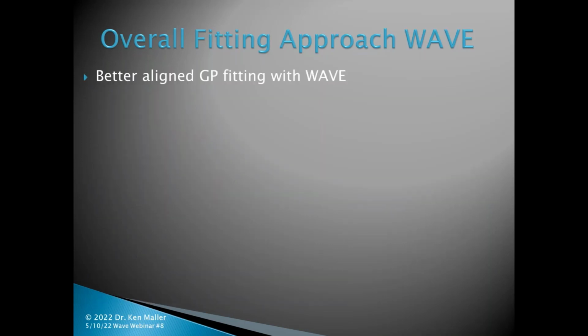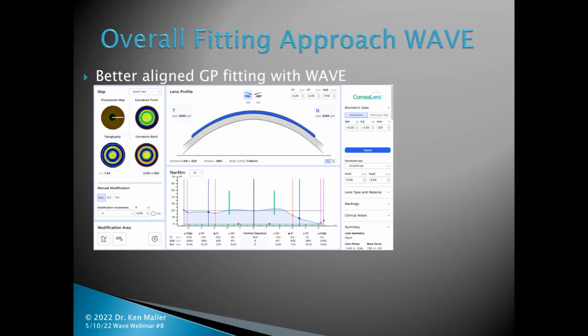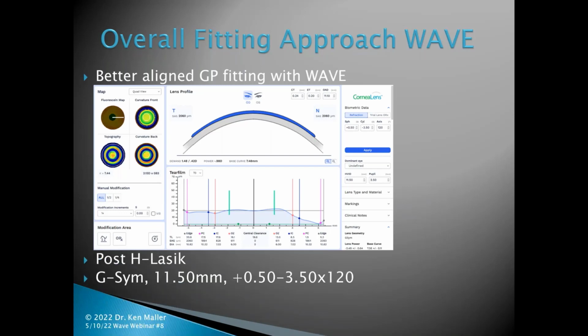If we take a look at the design, this was the design that I had designed for him. Once again, here's the corneal topography that I designed from, which did look very much like that topography we saw. And here's the actual design that I had put into the lens on the back surface. Take a look at my blue line, green line, and you can see there that we really do have a very, very nice aligned relationship. Post LASIK, it's a G-SIM lens, 11.5 millimeters. The script I have in there is a +50 -350 axis 120.